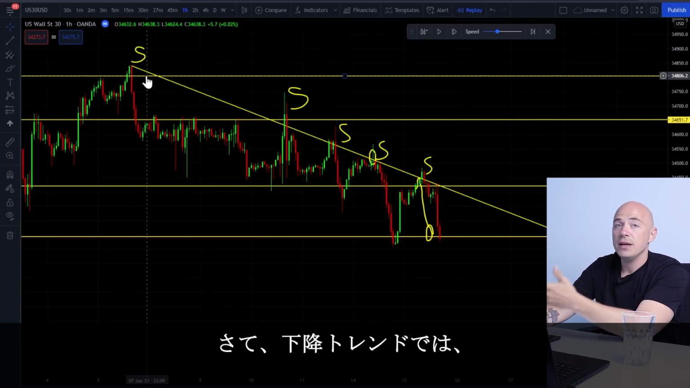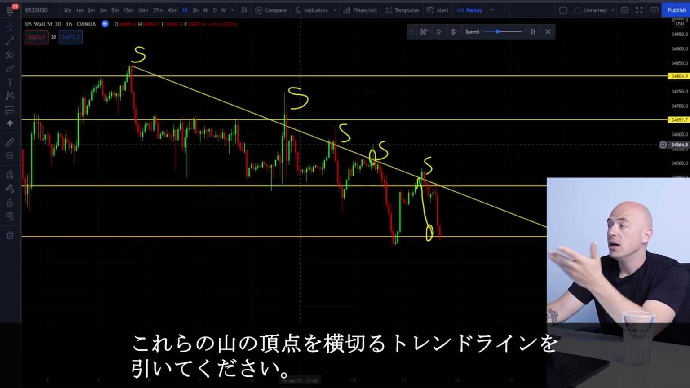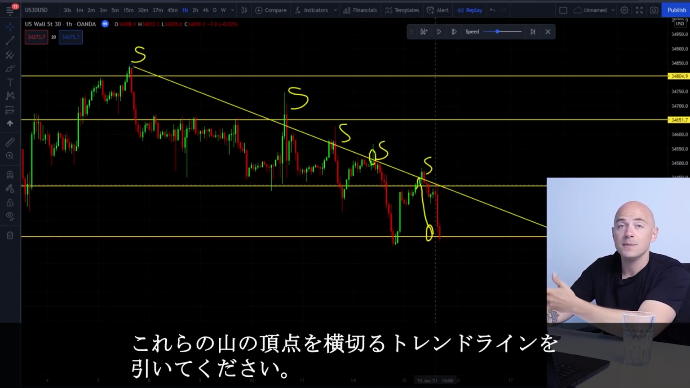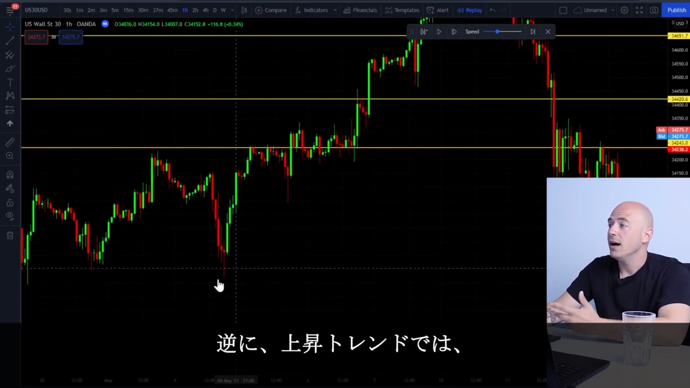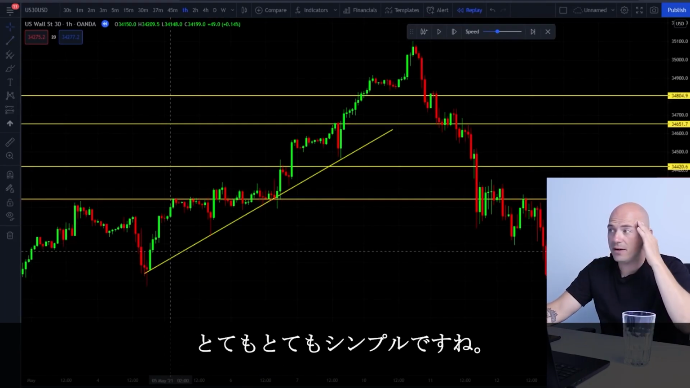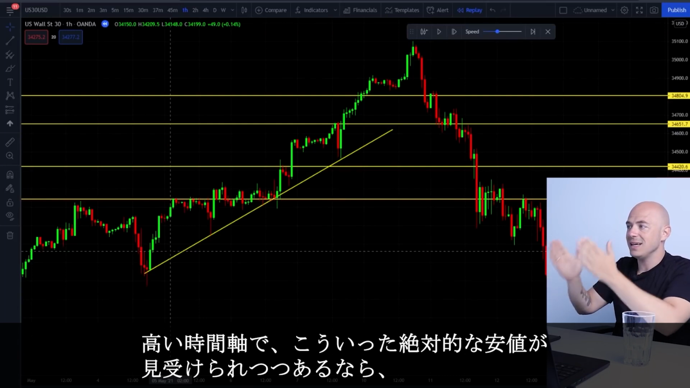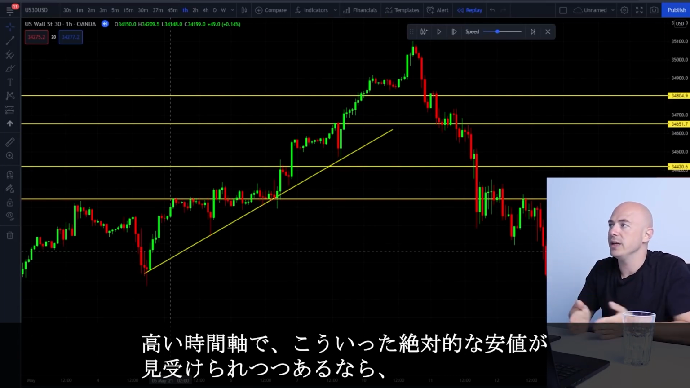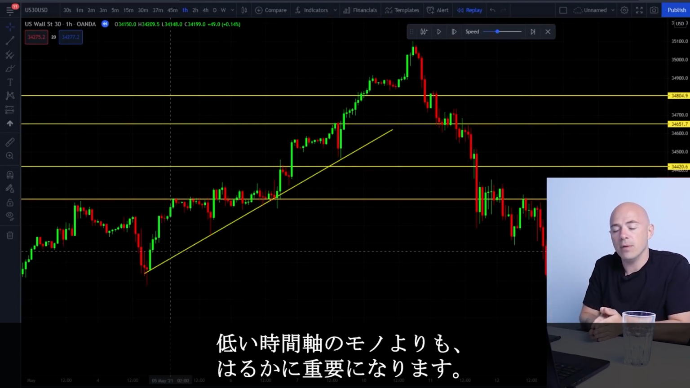Now in a downtrend, you wanna draw your trend line across the tops of these peaks. Conversely, on an uptrend, you wanna draw it on the valleys, the bottoms of these moves. It's very, very simple. Once you start seeing these absolute bottom points on a higher time frame, they are much more significant than they are on a lower time frame.